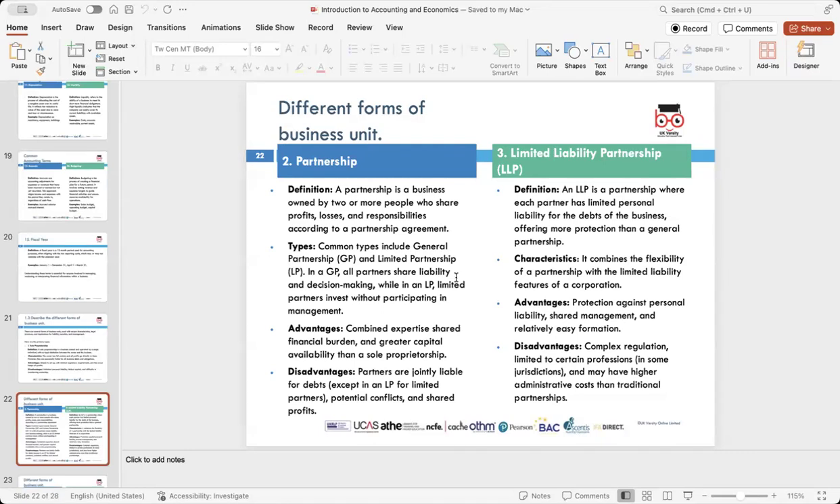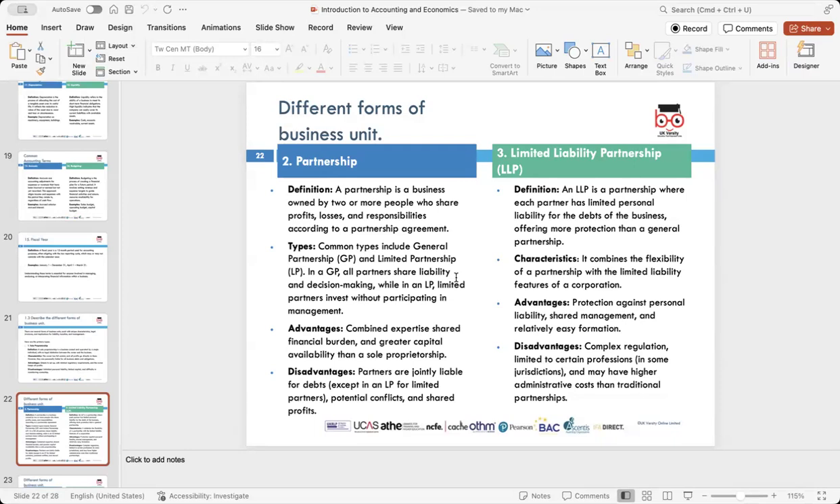Limited liability partnership, a version of general partnership. Unlike a standard partnership, an LLP provides limited liability protection to its partners. This limits their liability beyond their investments. Limited liability partnerships are commonly used in professions such as law firms, accounting firms, and consulting businesses.